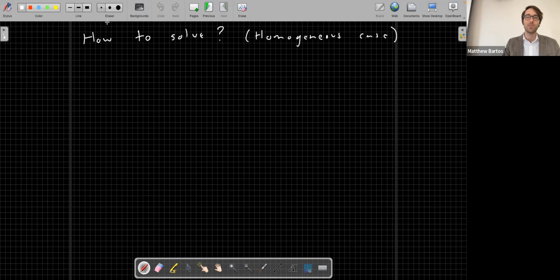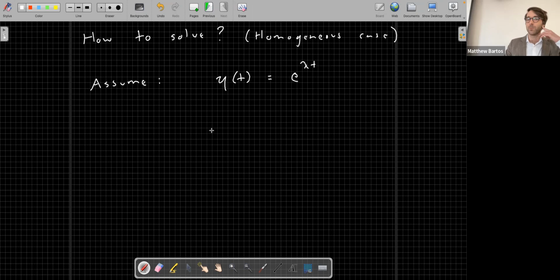In particular, let's assume that y is of the form y(t) equals e to the lambda t, where e to the lambda t is the exponential function. Lambda here is just some constant, and t is our time variable. So let's assume that the solution takes this form.